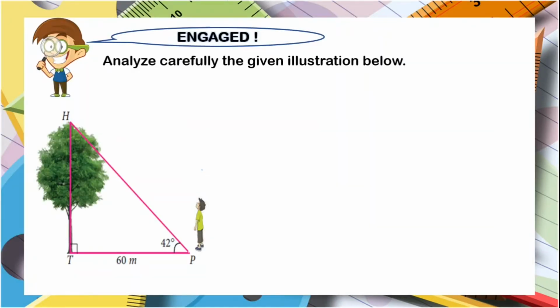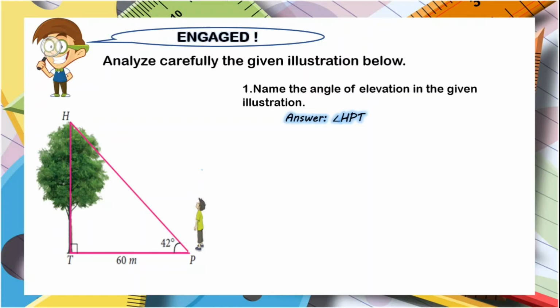Let us analyze carefully the given illustration below to answer the following questions. In our illustration, a boy is standing 60 meters away from the tree, and from the point where the boy stands to the top of the tree, the angle of elevation is 42 degrees. Can we name the angle of elevation in the given illustration? Yes, the angle of elevation is angle HPT, and angle HPT is equal to 42 degrees.